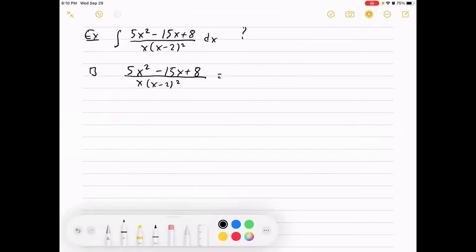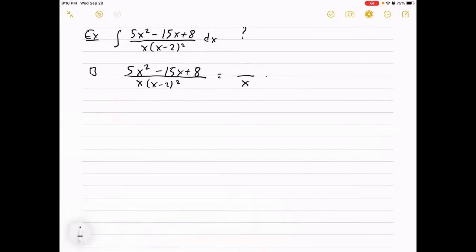Because we have x in the denominator, we want to get something over x. Because we have x minus 2 squared, we want to get x minus 2 and x minus 2 squared. And we put the letters A, B, and C on top. Now, in order to find A, B, and C, we multiply by the common denominator. So we're going to multiply left and right by x times x minus 2 squared.